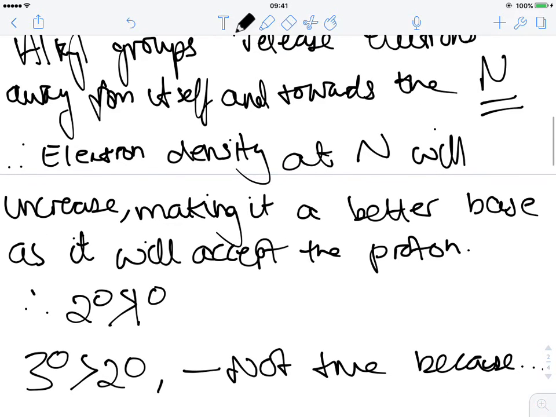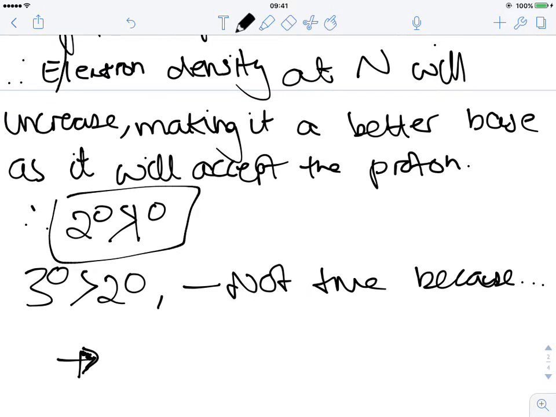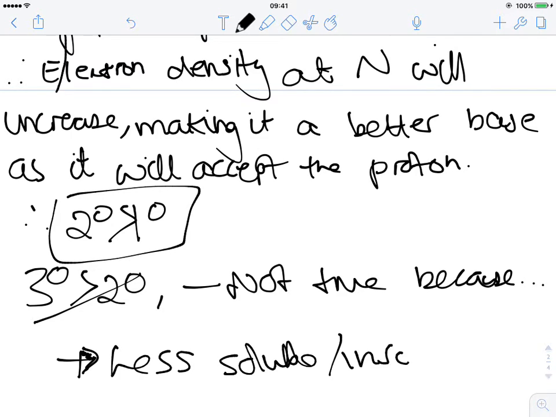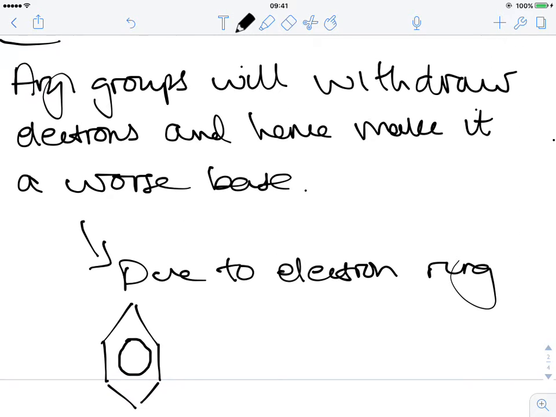Okay, now as we can see here, I've said that secondary is better than primary. However, tertiary is not better than secondary. And this is not true, okay? The fact is that tertiary is worse than a secondary amine because it's less soluble / insoluble. Okay? Now on to the withdrawal effect.